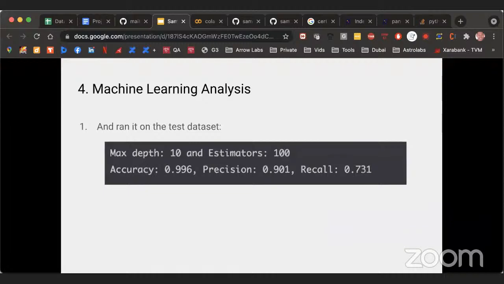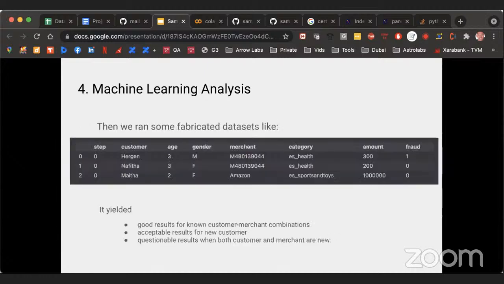We received an accuracy of 99%, precision of 90%, and recall of 0.7, which all looked pretty okay. We even started to run a fabricated data set with transactions and somewhat got results that were expected. But the moment we started adjusting information, like changing the merchant or the customer, the results really became, I would say, not necessarily helpful.